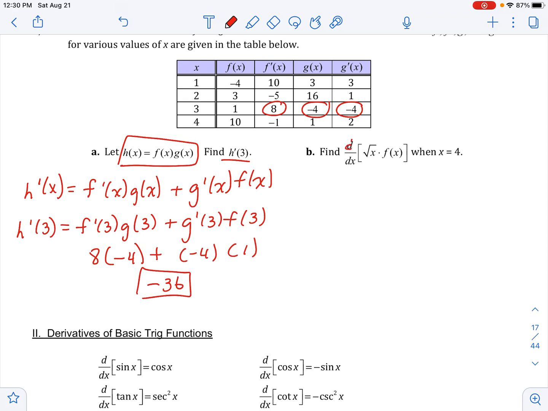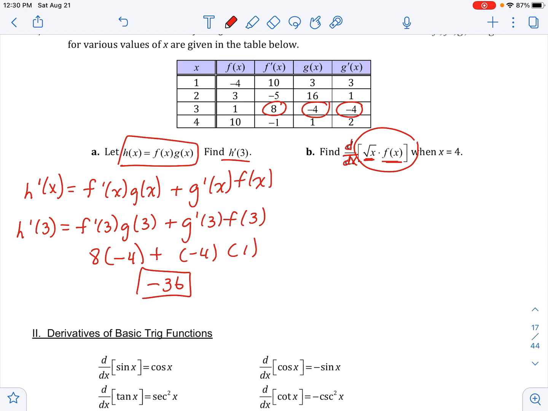Now, when it says find, this notation is saying take the derivative of all of that with respect to x. So notice again, you have two things being multiplied that both have x's. So we're going to use the product rule again. So this is one function, this is your other one.